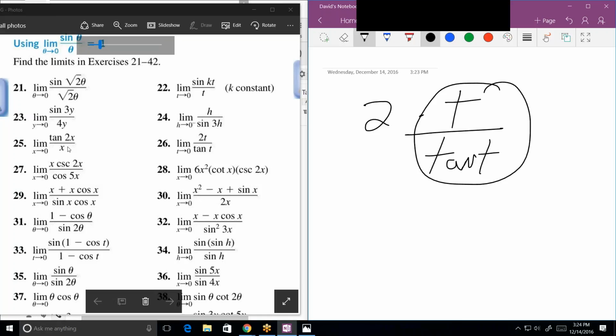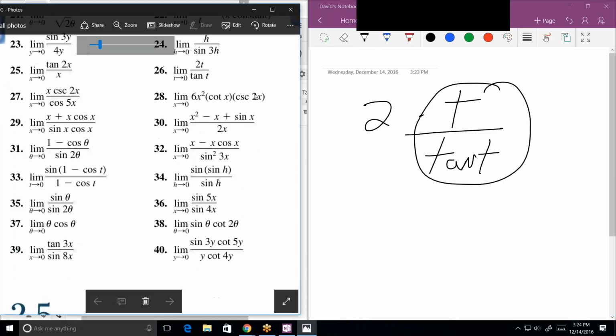Whereas notice here, I can't really do that. I can't take that 2 anywhere. I can't separate it from the tan function on 25. So the only way I can do 25 is by multiplying top and bottom by 2. But 26, I don't need to do that. If I'm trying to produce a t over tan t, all I've got to do is separate that 2 out and put a dot in between them.